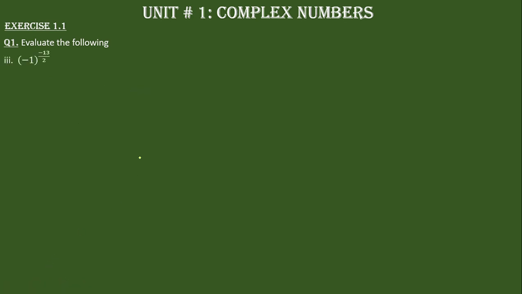Now moving to the next one, the third part. Here we are given with -1 raised to power -13 divided by 2. We know that iota square is equal to -1. So we can utilize this iota square over here in this base. So in this -1 we can write iota square, and the whole power is -13 divided by 2. Now this 2 and 2 cancel each other, and we get iota raised to power -13.